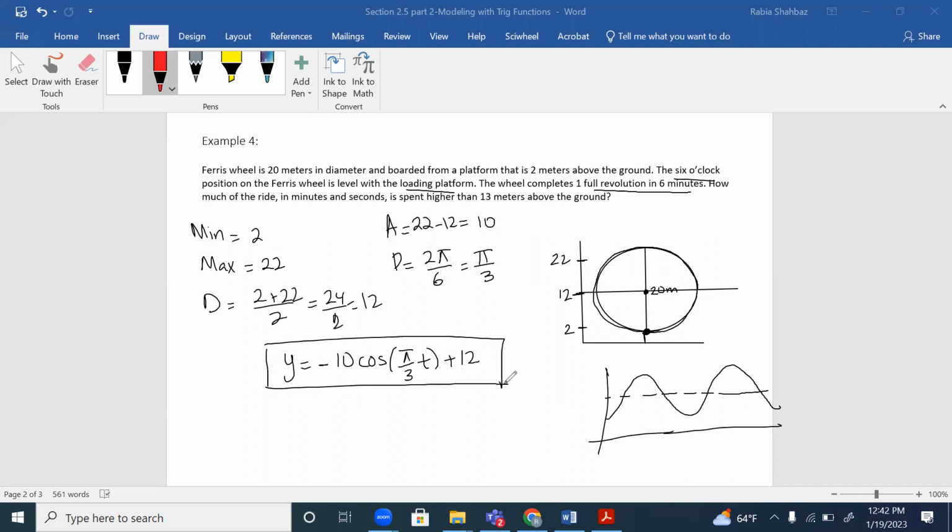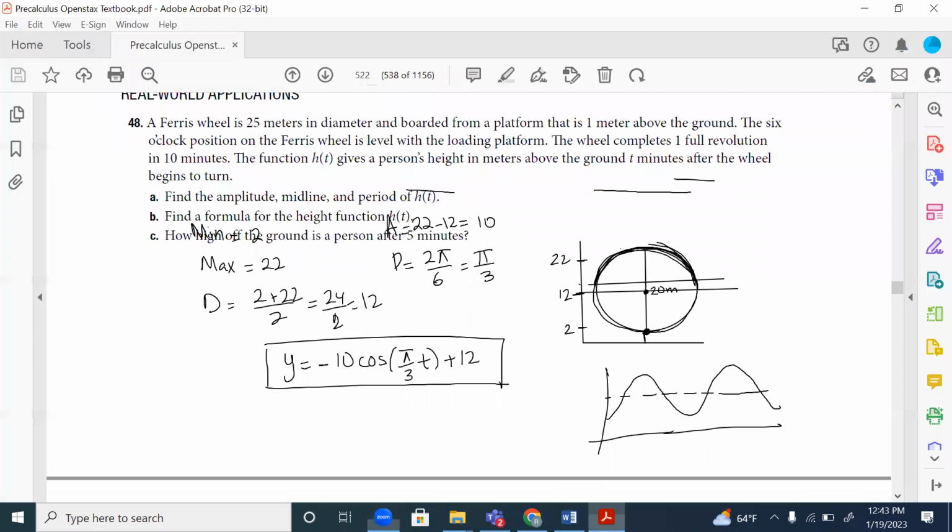I can now use this equation to answer any questions. I need to know how long a person spends above 13 meters. So this is 13 meters height. How long the person stays above this height is basically the time it takes to go from this point to this point. We could solve it by setting equal to 13, getting two solutions and finding the difference between the two. But let's just use Desmos and quickly answer this question.